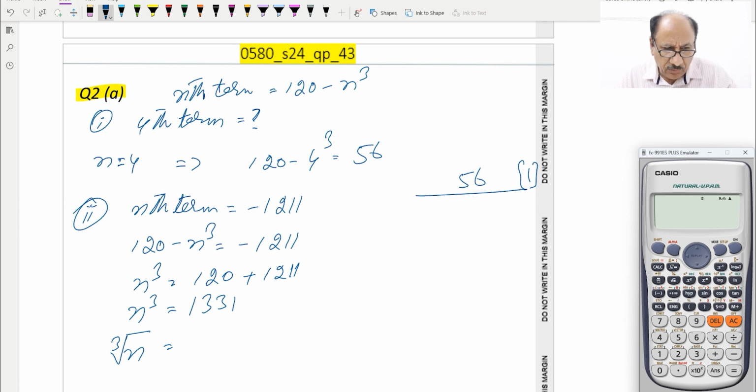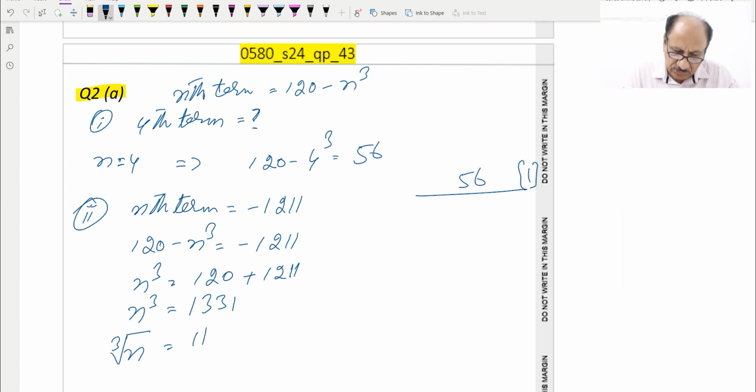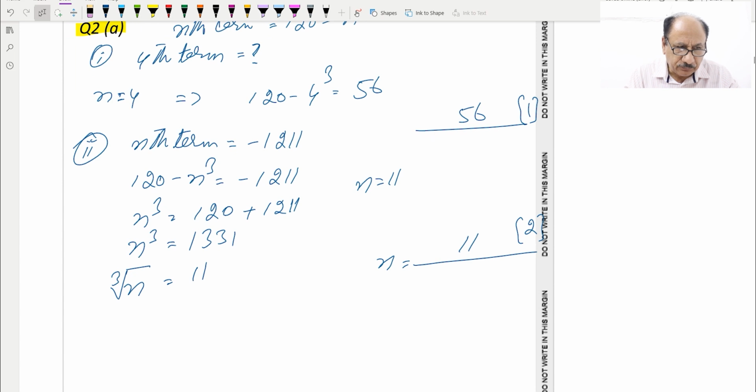Cube root of 1331, let us check again. Cube root of 1331 is equal to 11. So n is equal to 11. This is a 2 marks question. We have done it. Hopefully you understood this.